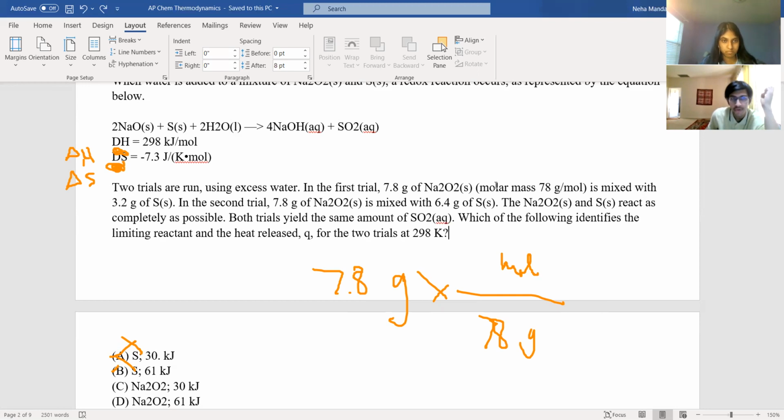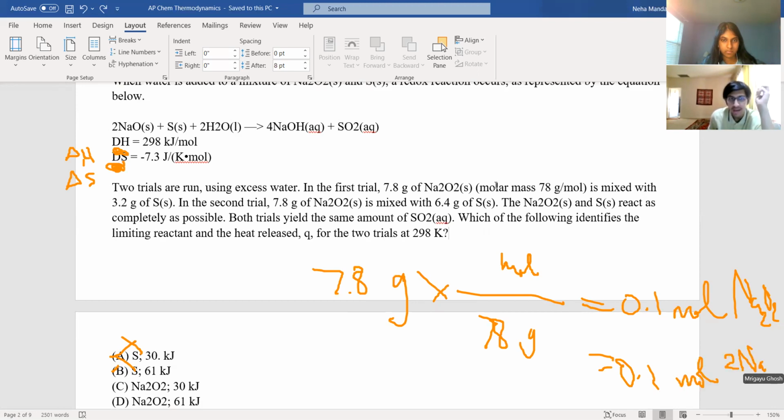Of Na2O2. So this is, like you said, 0.1 moles of Na2O2, which is the same thing as saying 0.1 moles of 2NaO, if that makes sense. Because we need to put it in terms of the reaction above, otherwise we can't. Right? So now what? Now we use this reaction up here.